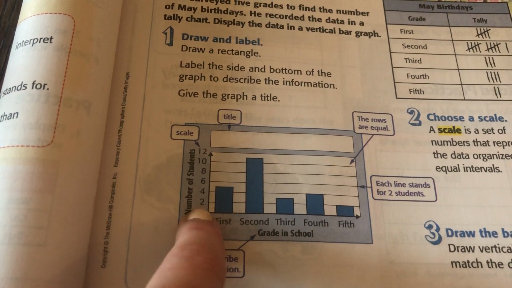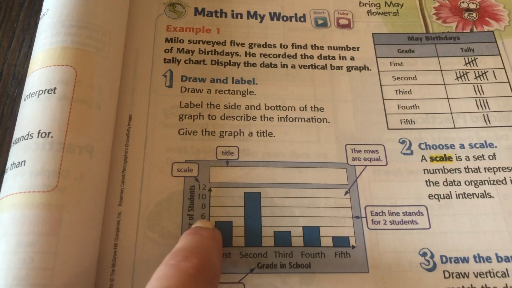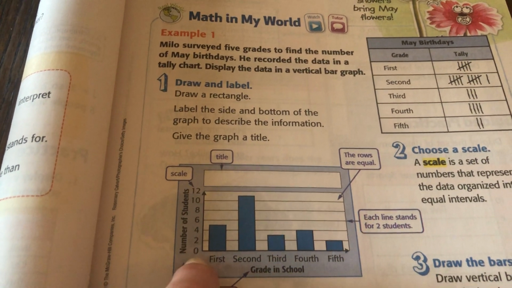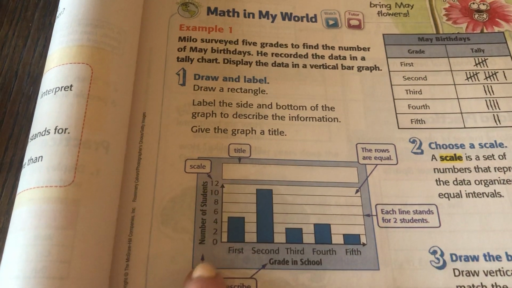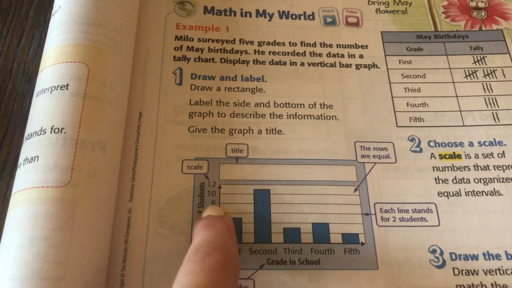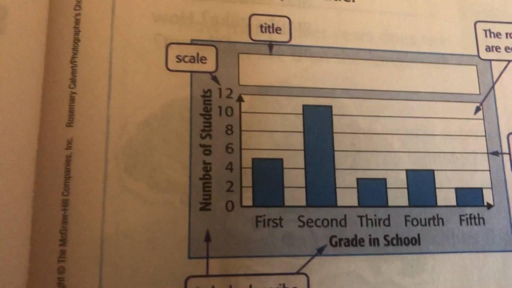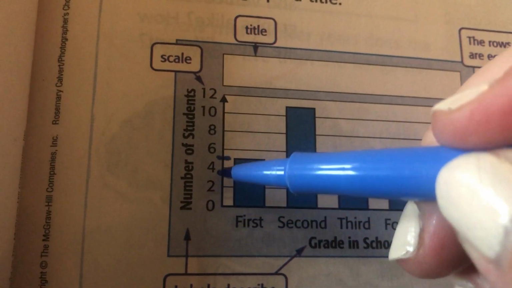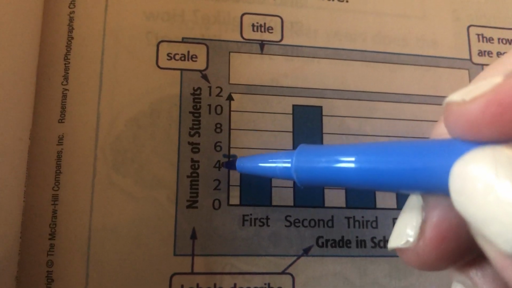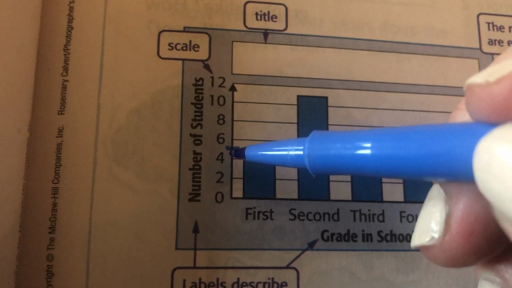And Milo decided to put it in 2s. So this would be 2, 4, 6, 8, 10, 12. You could have done 1, 2, 3, 4, 5, 6, 7, 8, 9, 10, 11, 12. But then you'd have to label each line. So for this one, even though there isn't a 5 mark in between 4 and 6, we know that halfway between 4 and 6 is 5.